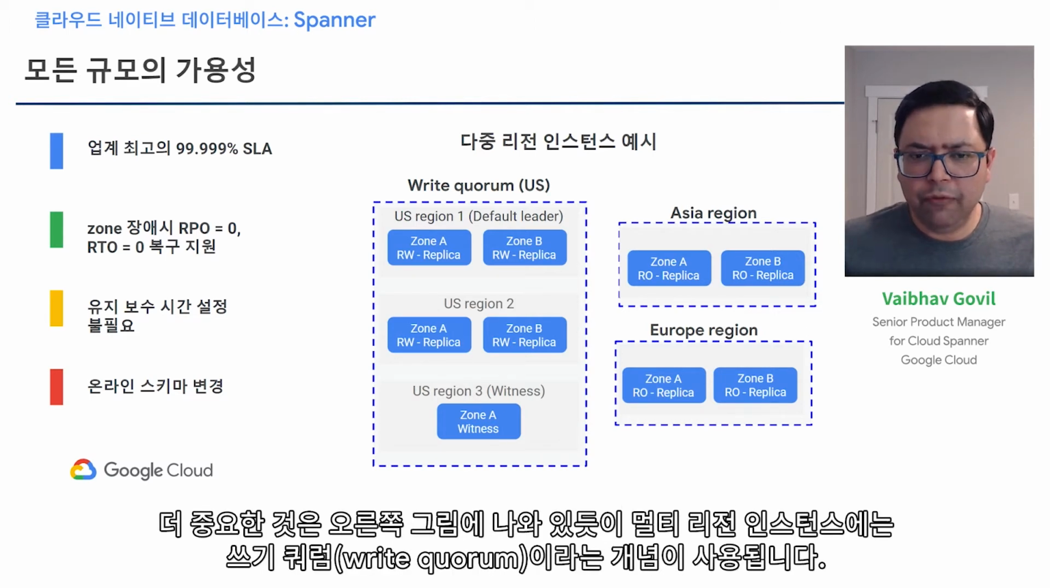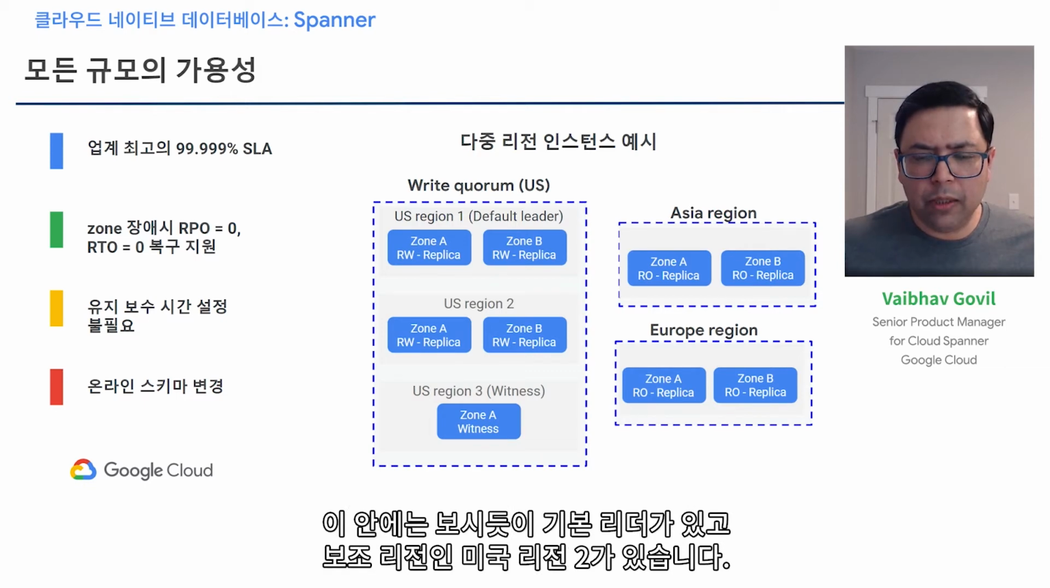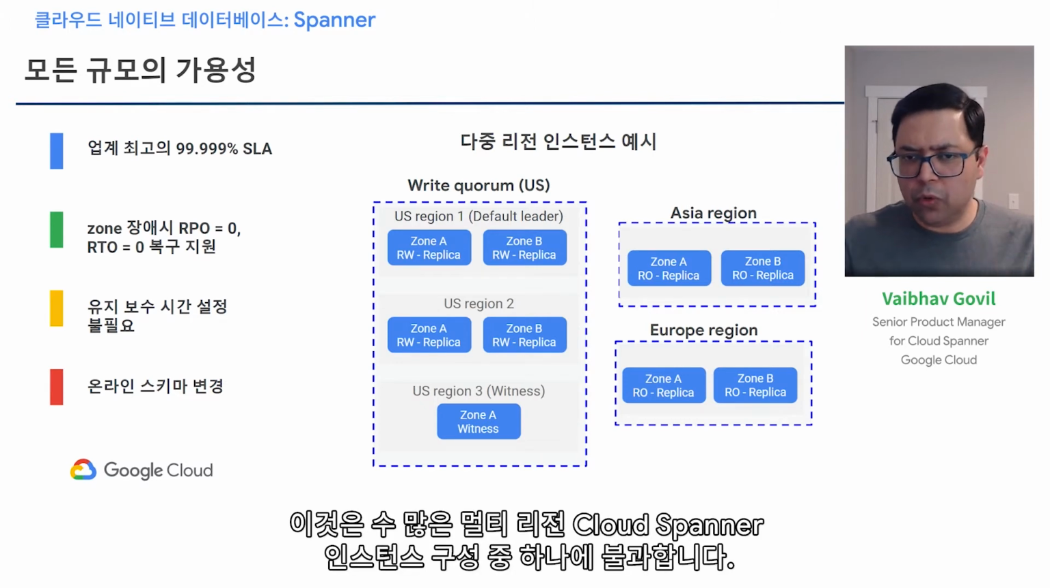But more importantly, if you look at the diagram on the right, which is the representation of a multi-regional instance, there's a concept of a write quorum. And a write quorum is composed of 3 regions with minimum 5 replicas. And within this, as you will see, there's a default leader, and then there's a secondary region, US region 2. This is just one of the many multi-regional Spanner instances which we have taken on as an example over here.